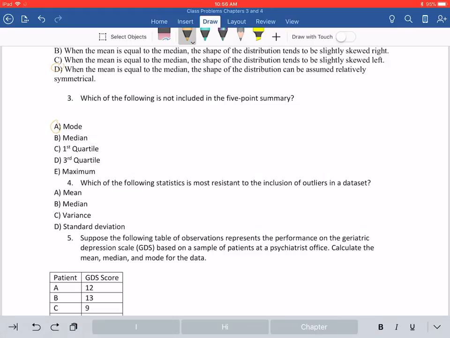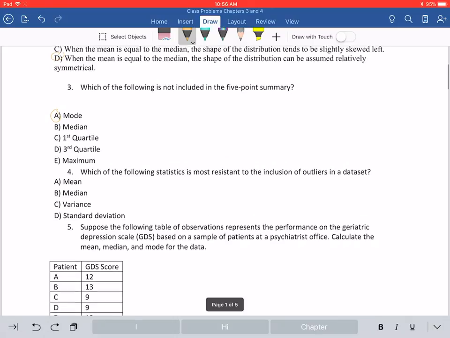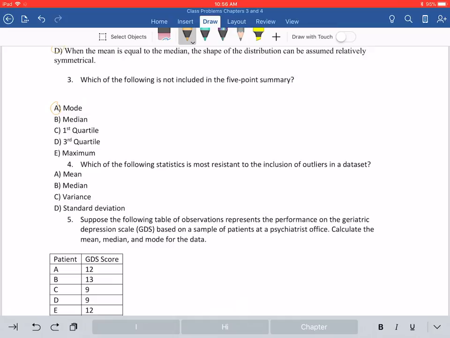Which of the following statistics is most resistant to the inclusion of outliers in the data set? So this is most resistant. Resistant meaning it doesn't matter how the data set looks. If you have a bunch of numbers and you have one huge number as an outlier in a data set, what type of statistic is going to be most resistant to it, where it's not going to affect it the most? And your answers are either mean, median, variance, or standard deviation.